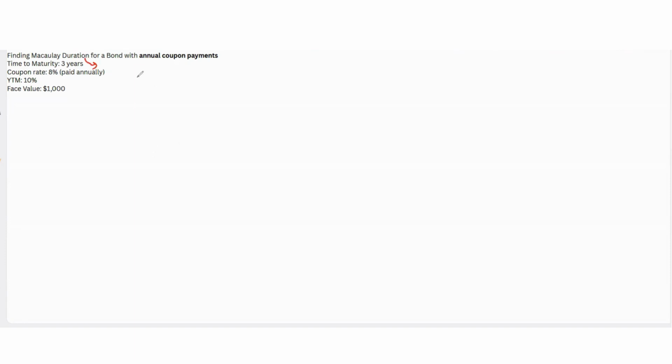So what does Macaulay duration mean? It's a weighted average time until the bond's cash flows are received. We'll first find it for a bond with annual coupon payments, and then we'll find it for a bond with non-annual coupon payments.